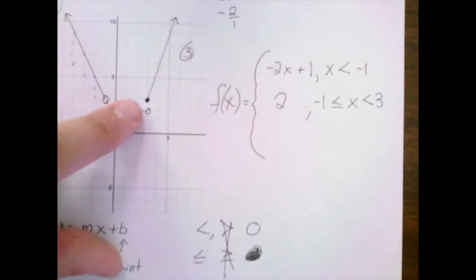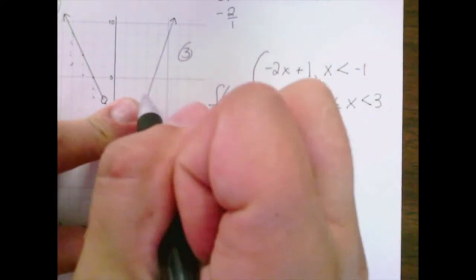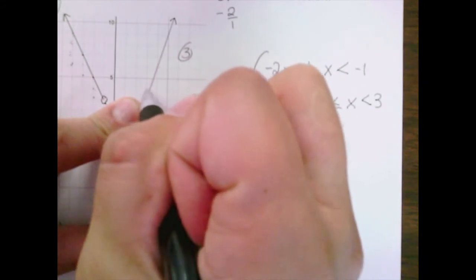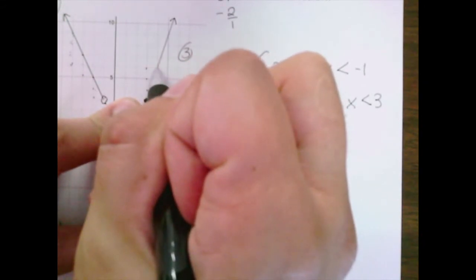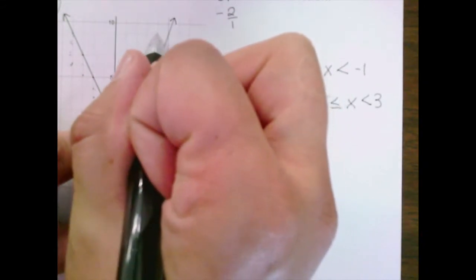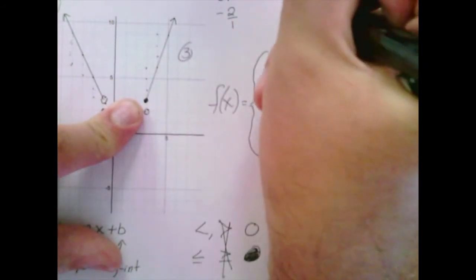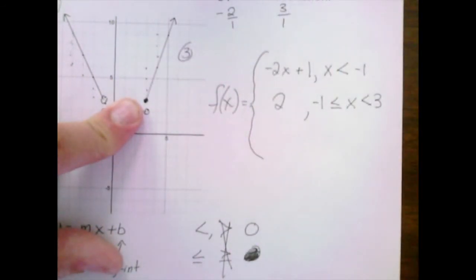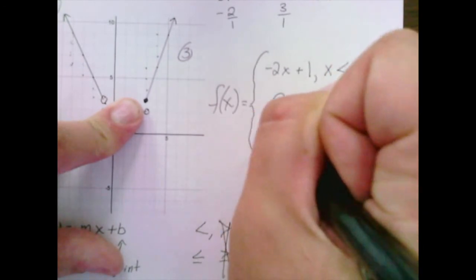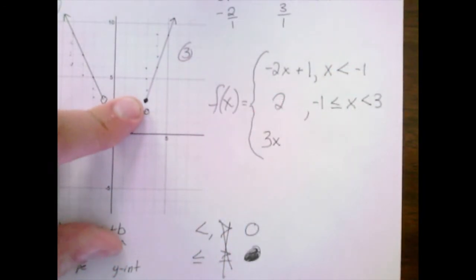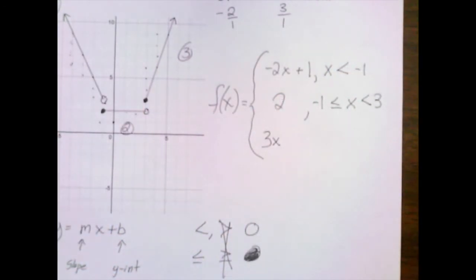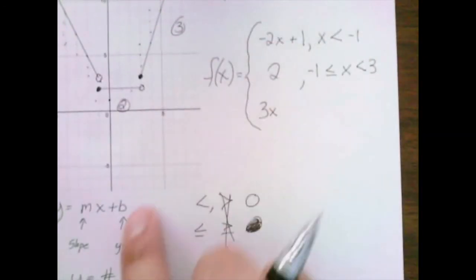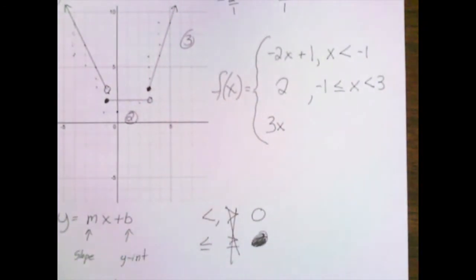I just got to figure out the pattern here for the slope. So it looks like starting here we go up 1, 2, 3 over 1. 1, 2, 3 over 1. So really I have a positive 3 over 1, which is just 3x when it comes to the first part of that equation. The only thing I need to figure out is what is my b, what is my y-intercept.